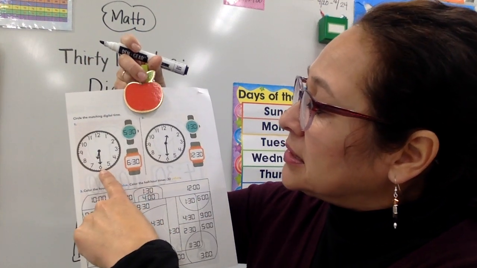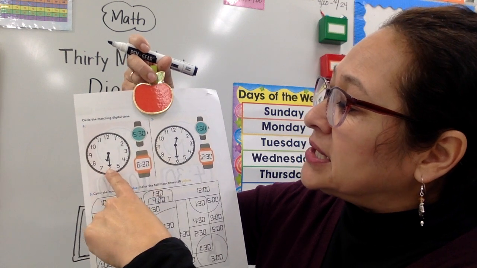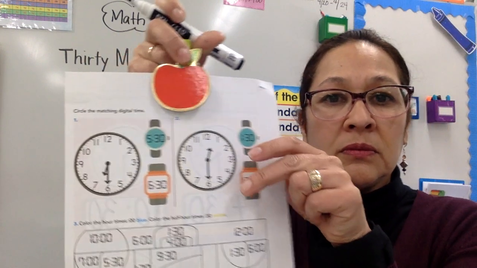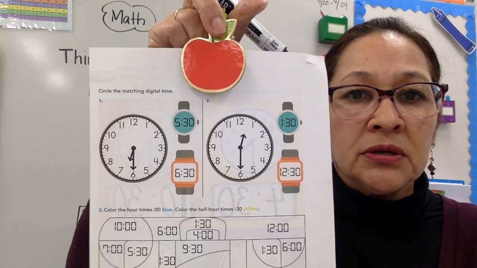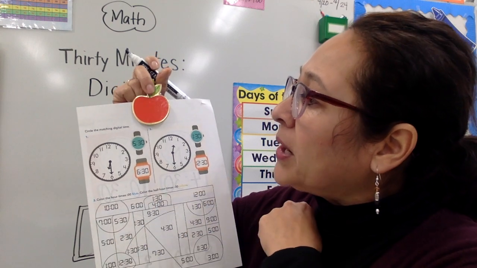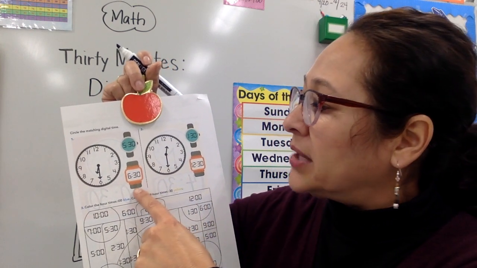So what time is it? Is it 5:30 or is it 6:30? What do you think? Look at your picture. If you said it's 6:30, then you're right. You're supposed to circle it here. Circle this right here, the bottom watch.